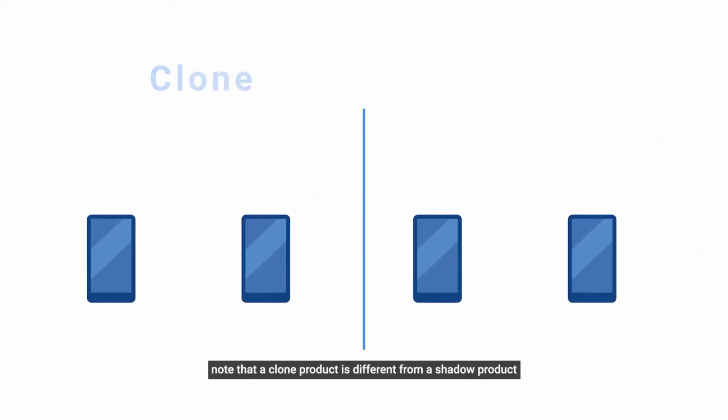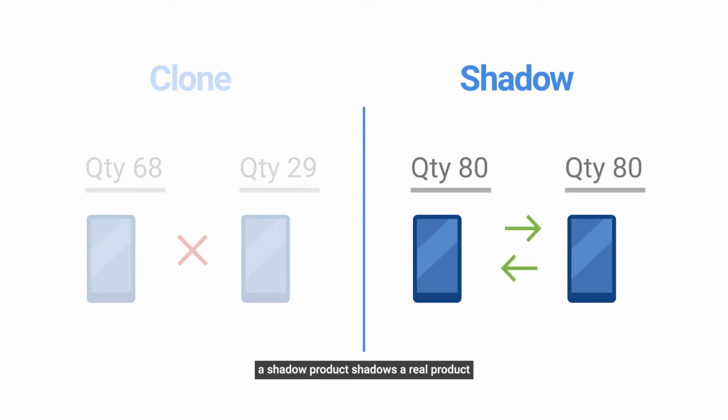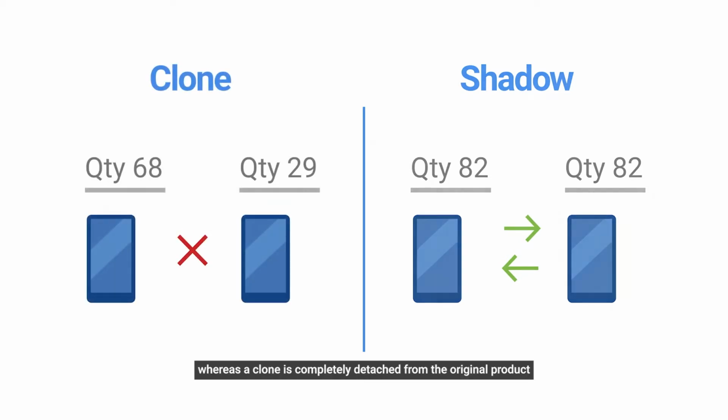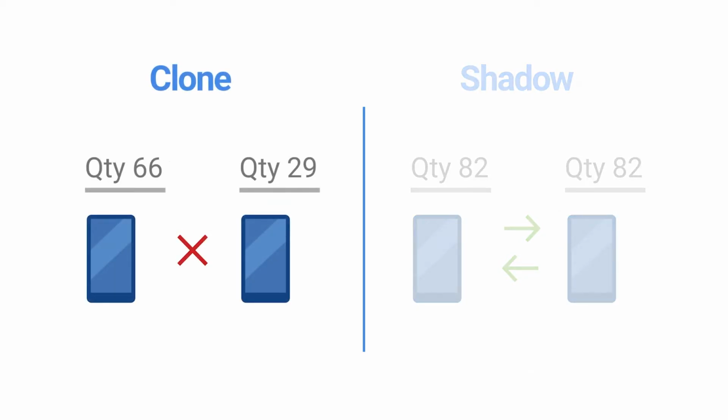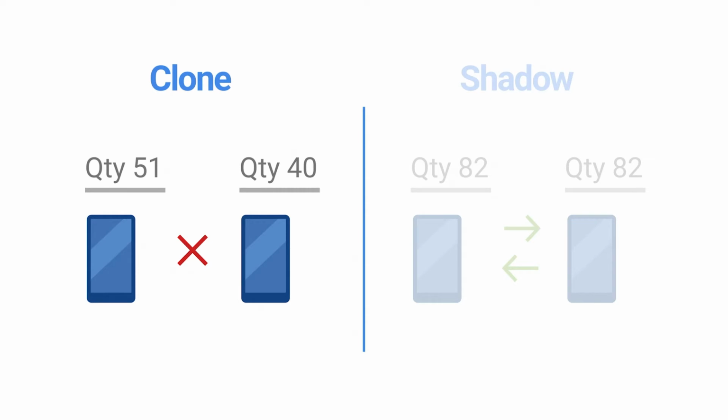Note that a clone product is different from a shadow product. A shadow product shadows a real product. The shadow product is linked to an inventory SKU, but has its own product profile, whereas a clone is completely detached from the original product. A cloned product is a completely separate product with identical features to the original one.